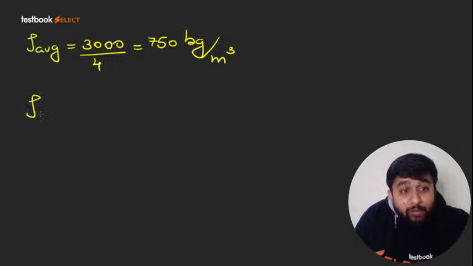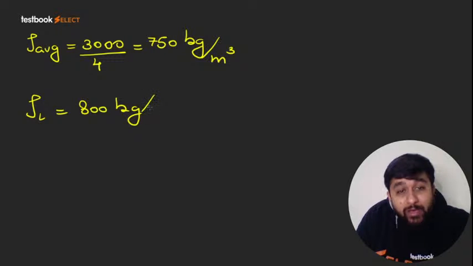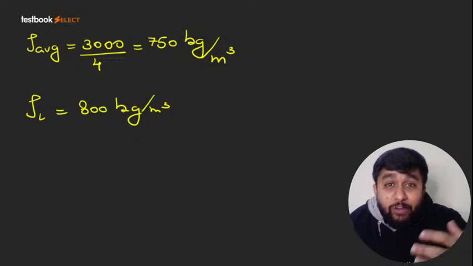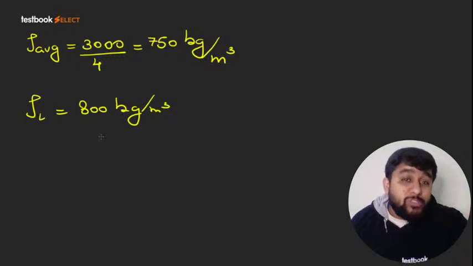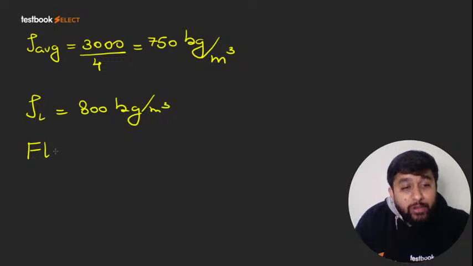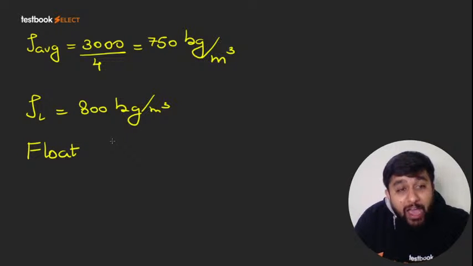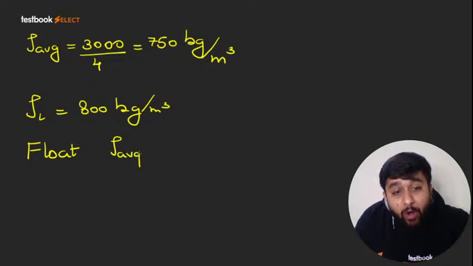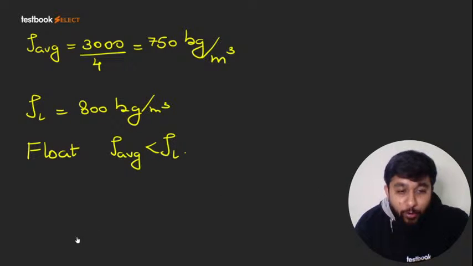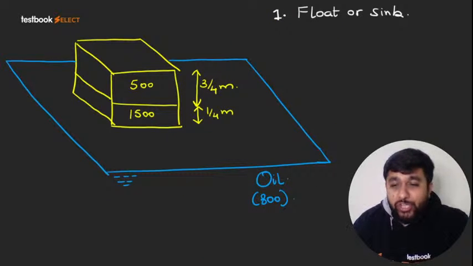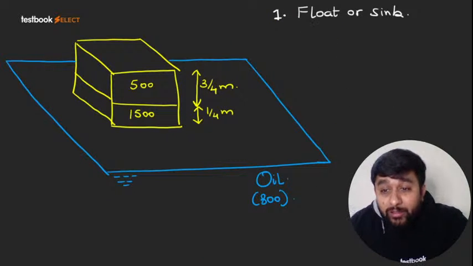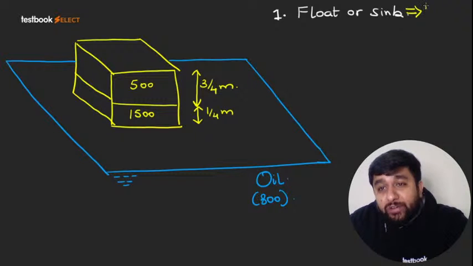What is the density of the liquid? The density of liquid is 800 kg per meter cube. So obviously density of liquid is more than density of body. So body will float. Body is going to float, right? Why? Because the average density of the body is less than density of the liquid. So for the very first question, the body is going to float. So our answer is flotation condition, floating.